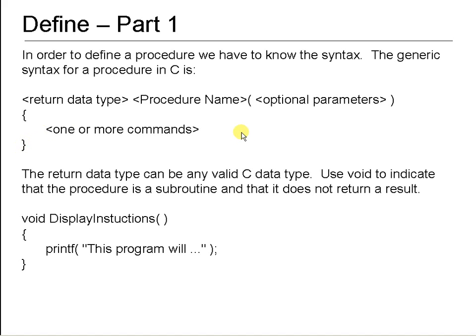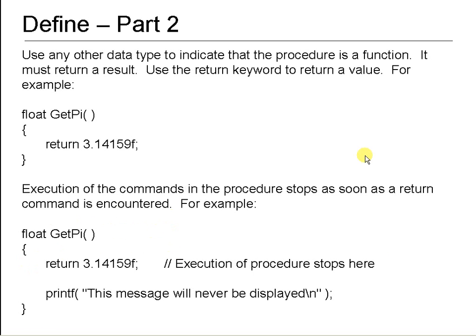The return type can be any valid C data type: short, int, long, character, double, float, whatever. Use the data type void to indicate that the procedure is a subroutine and that it does not return a result. So for example, here we have void and then display instructions. Notice proper case, prefix, proper case, descriptive names, no abbreviations. Now the open and closed parentheses are what tell us that this is a procedure and not a variable. We've got our open and closed curly brackets, and then inside, one or more commands. Use any other data type to indicate that the procedure is a function.